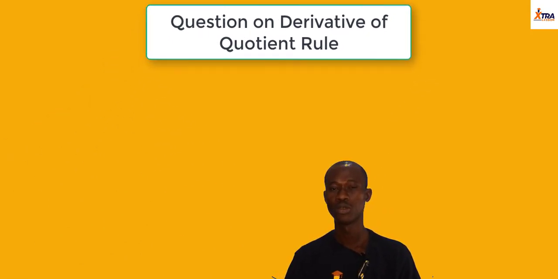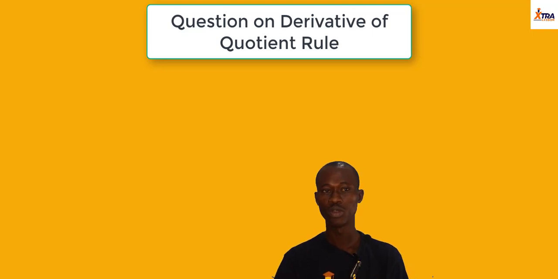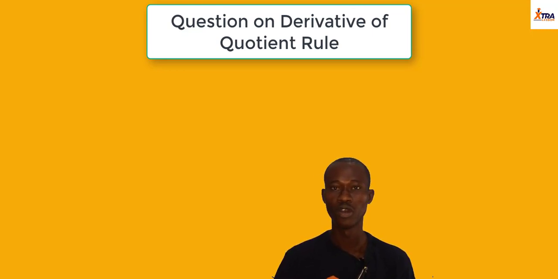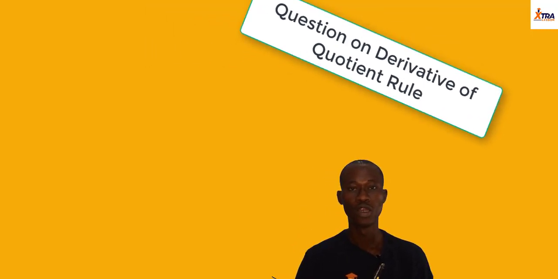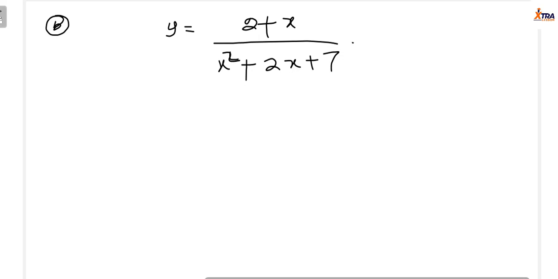So in this class now we are solving another question which is similar to the question we solved in the first place. So now let's see how to solve this using the quotient rule. So, solution. Now still follow the same procedure.